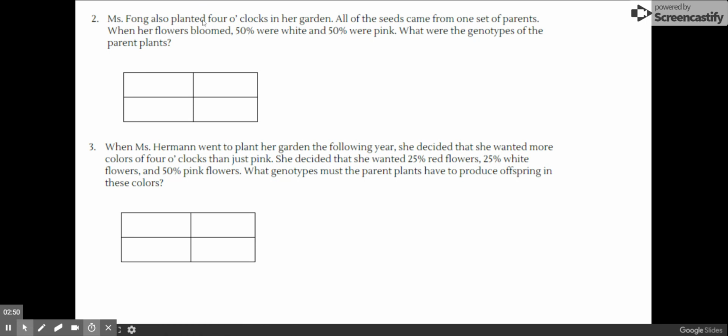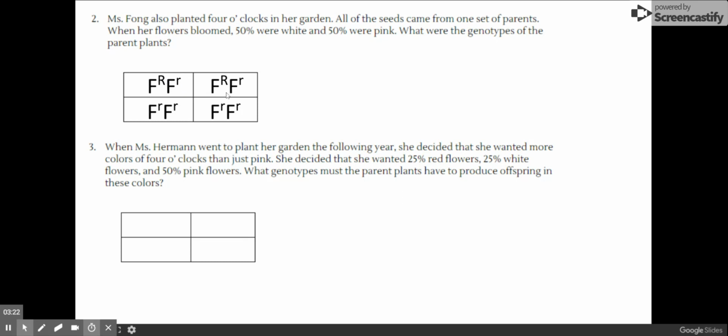Okay, next example. Mrs. Fong is planting 4 o'clocks in her garden. And when the flowers bloomed, she saw 50% white and 50% pink. So let's figure out the genotypes of the parents. First, you'd want to fill in your boxes since you already know the offspring. So first we'd put in those 50% white. We know they're going to have the little r's there. Then we've got our 50% pink. Remember, the pink ones are going to be heterozygous.